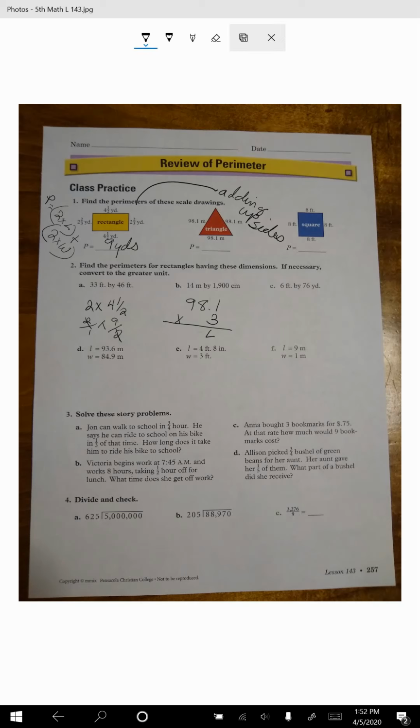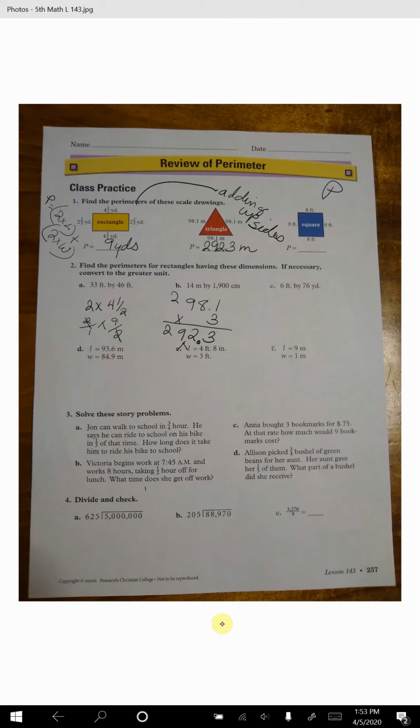Oops, sorry. Did I just almost write a 4? Sorry. 3, 24, and 29. So we have, whoops, that shouldn't be there, should it? It should be right here. We have 292.3 meters.